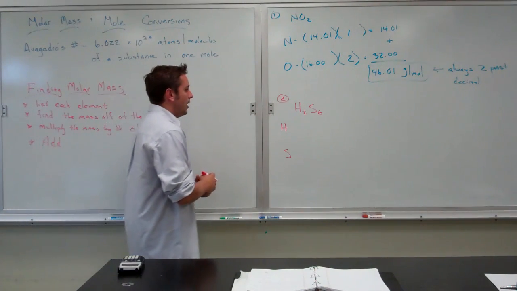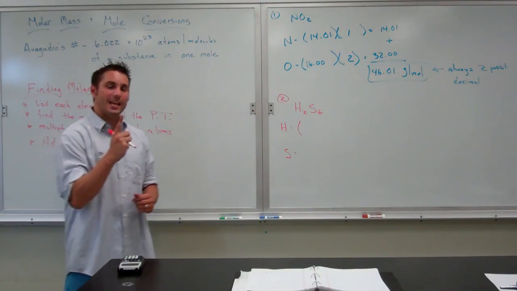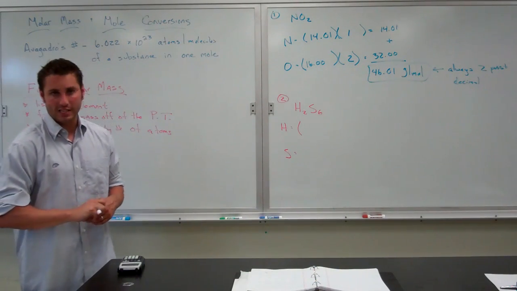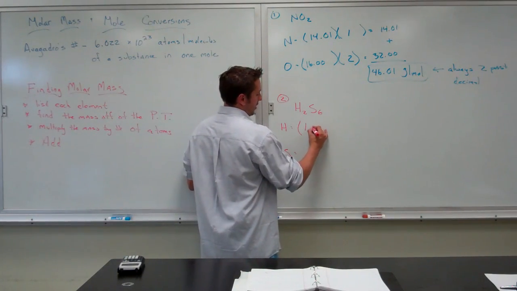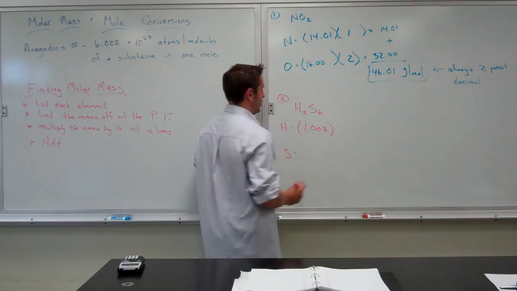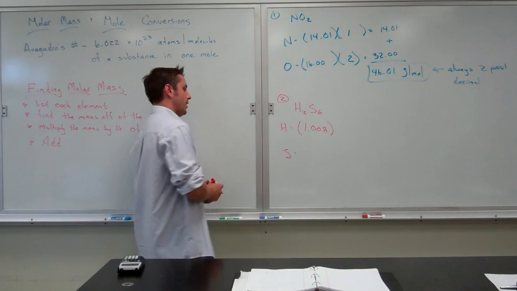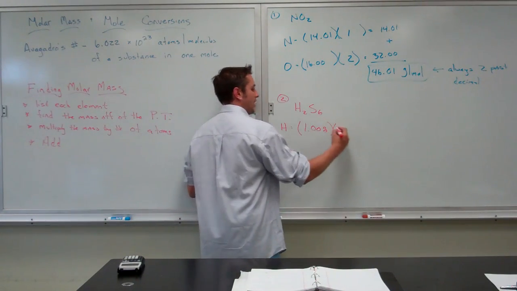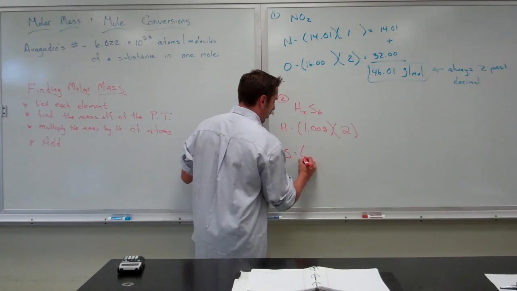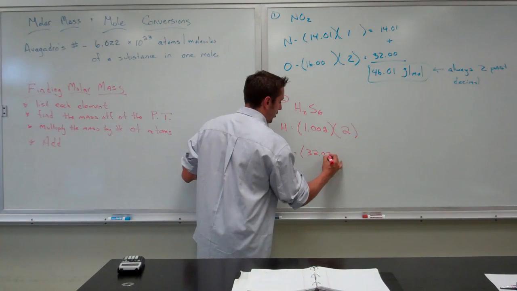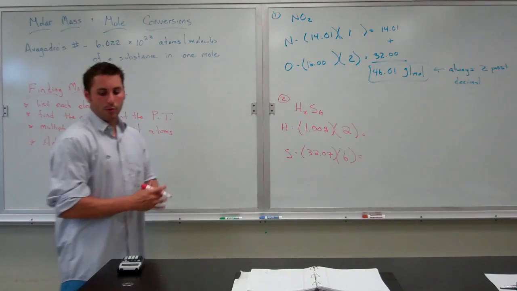Then what I'll do is find the masses of each. Hydrogen is the one exception to the 2 places past the decimal rule. Hydrogen is the only element on the periodic table we will list 3 places past. So we will list it as 1.008, not 1.01 or 1.0. Times how many hydrogens there are, which looks like there's 2. Then do the same thing for sulfur. Sulfur's number off the table is 32.07 times the number of sulfurs, which is 6. And then we'll get numbers for each of those.